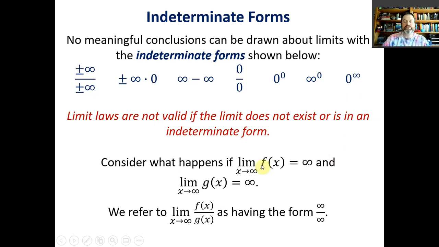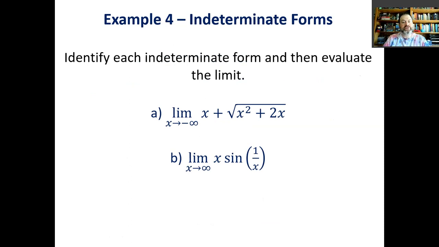For example, if we have 2 individual limits that equal infinity, fine, great, we know what this means. But what does it mean to divide them? Can we say, well, it's just infinity divided by infinity? Not really, because that is indeterminate and doesn't mean anything. Instead, we just say it has this form that we can work on. So we'll see how that goes here in a little bit.